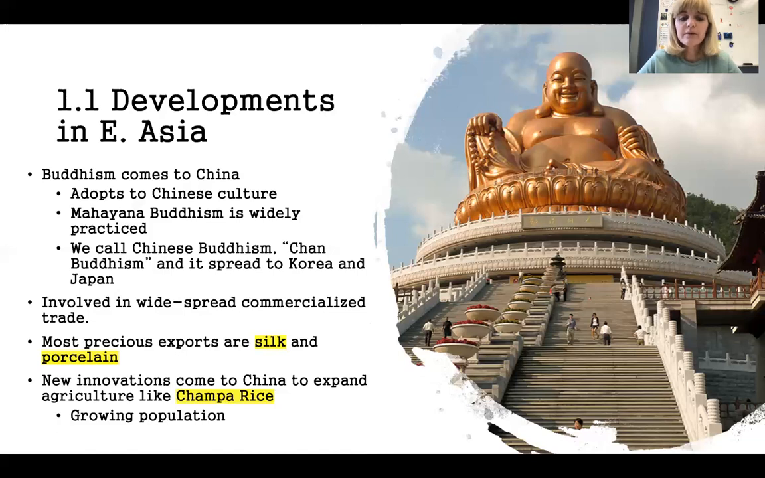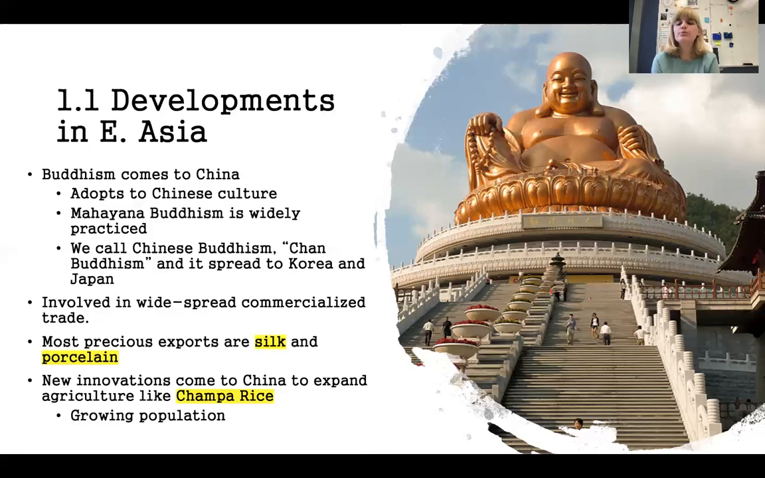Now, China also is important because of another innovation. First of all, China is probably the most technologically important place during period 1 and period 2. One of the reasons is because China will create lots and lots of innovations. They've created gunpowder, paper, fireworks, alcohol, all the cool stuff. They also are going to adopt a certain innovation that will come out of Southeast Asia called Champa Rice. Now, again, Champa Rice is not native to China. It's really from modern day Vietnam.